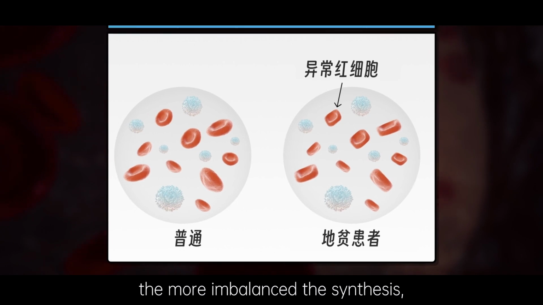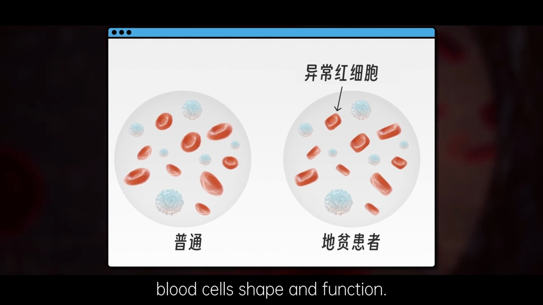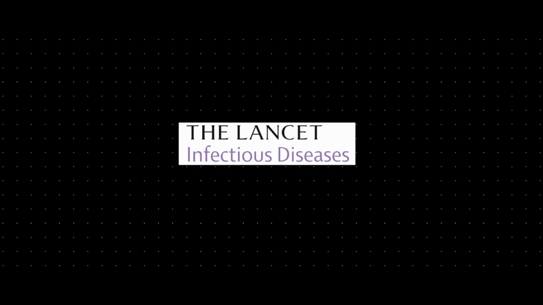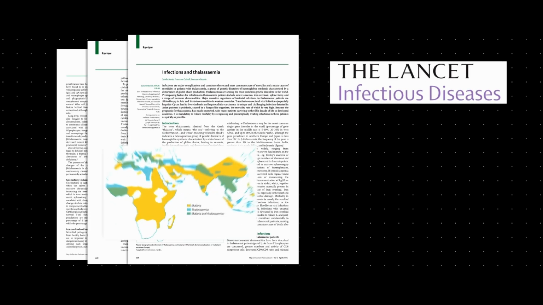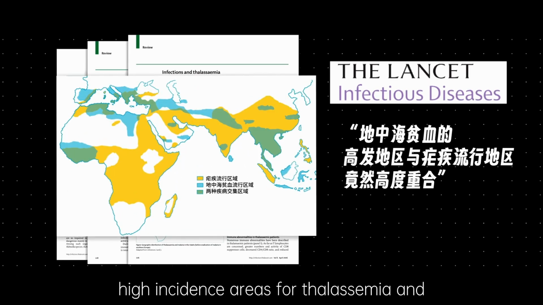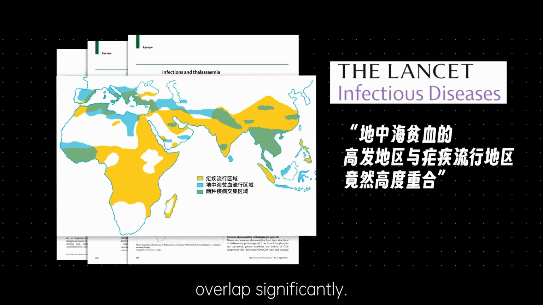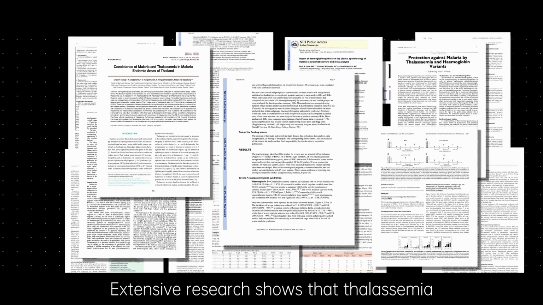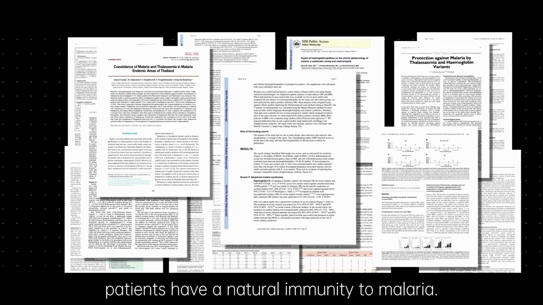Conversely, the more imbalanced the synthesis, the more abnormal the red blood cell shape and function. Of course, abnormal red blood cells aren't always a bad thing. As seen in this study from The Lancet, high incidence areas for thalassemia and malaria endemic regions overlap significantly. This is no coincidence. Extensive research shows that thalassemia patients have a natural immunity to malaria.